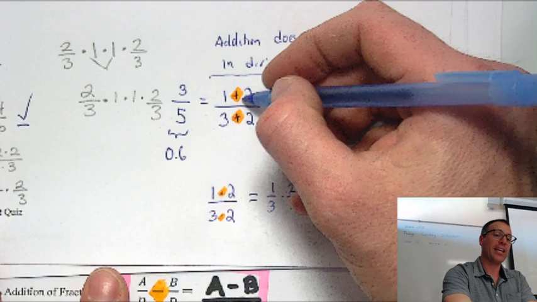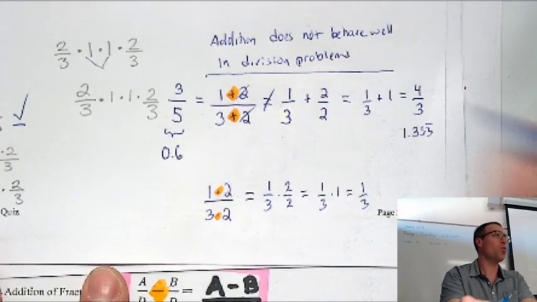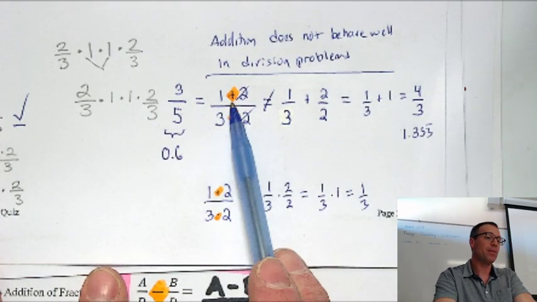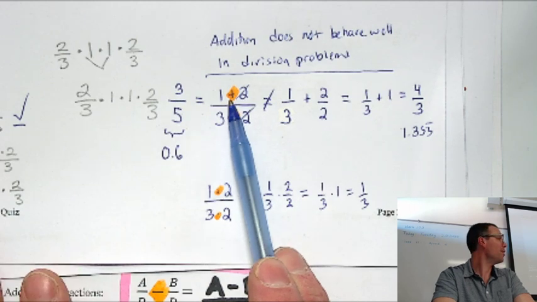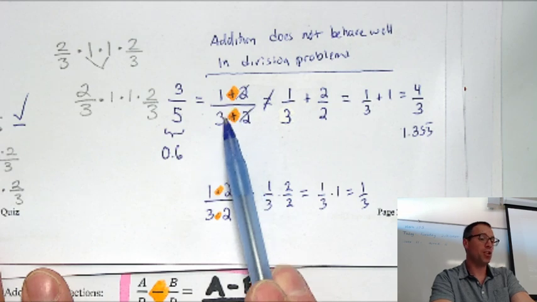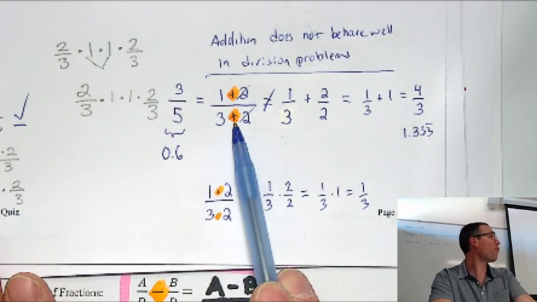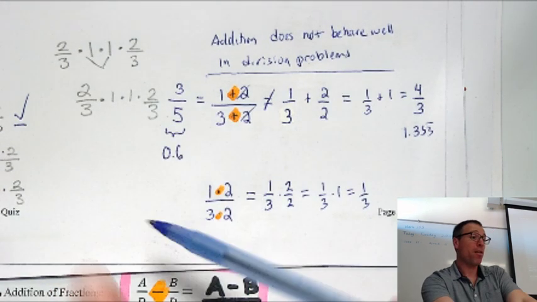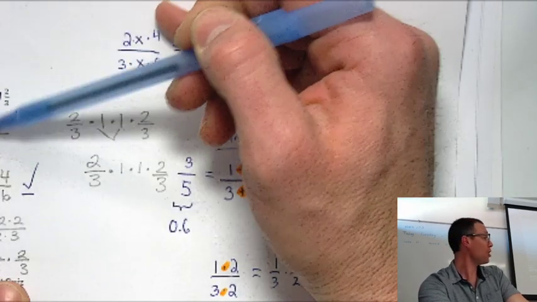Students will just literally cancel these out and say, oh, that fraction's 1/3. But what's the problem? Addition. This is addition. Addition does not behave well in division problems. We got to be super careful. However, if the problem has multiplication, then I'm set to go.